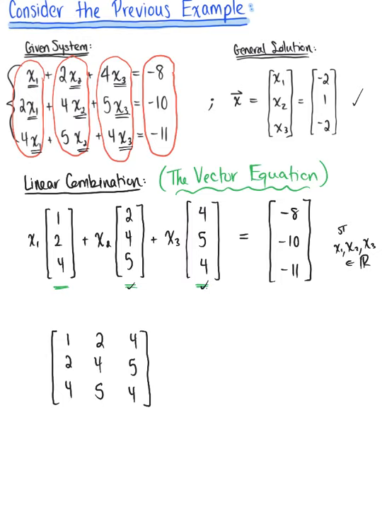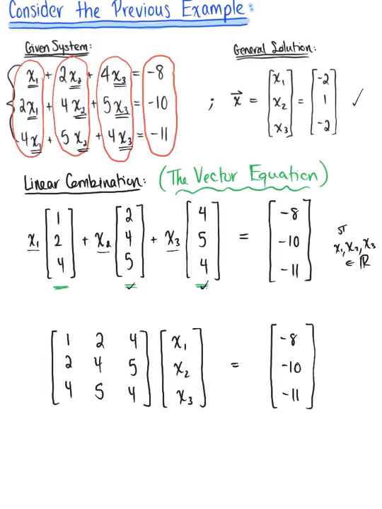And now what we're going to do is take these three scalars, x sub 1, x sub 2, x sub 3, and put it into a vector. So this is the vector x sub 1, x sub 2, x sub 3. And that is still equal to that constant vector on the right-hand side, -8, -10, -11. And this is what we call the matrix equation.